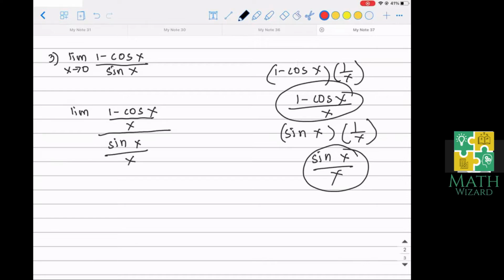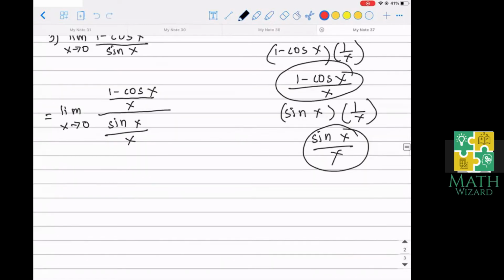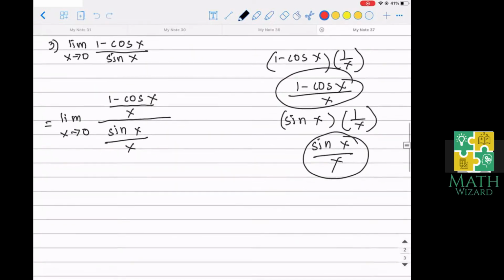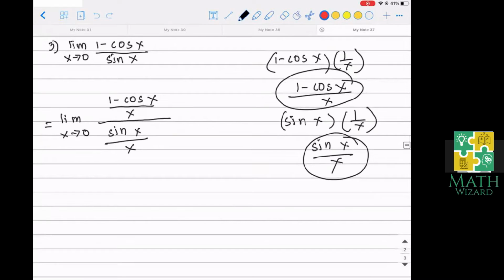So, sine x over x. As x, this should be in the middle. The limit as x approaches 0. Okay, so let's try to solve. So 1 minus cosine x over sine x over x. Now, we notice, if we substitute, let's try it. So 1 minus cosine x.